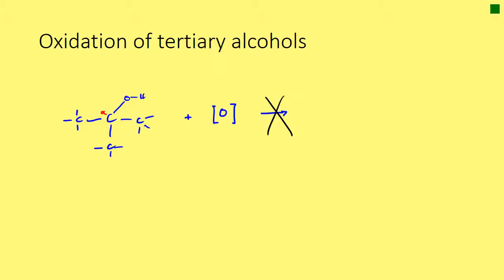If you knew what you had was an alcohol but you didn't know whether it was primary, secondary or tertiary, you could oxidize it with potassium dichromate, and the first two, the primary alcohol and the secondary alcohol, would reduce the dichromate to the green colour, but the tertiary alcohol would not, it would remain orange. The only way to oxidize a tertiary alcohol would be to burn them in oxygen.